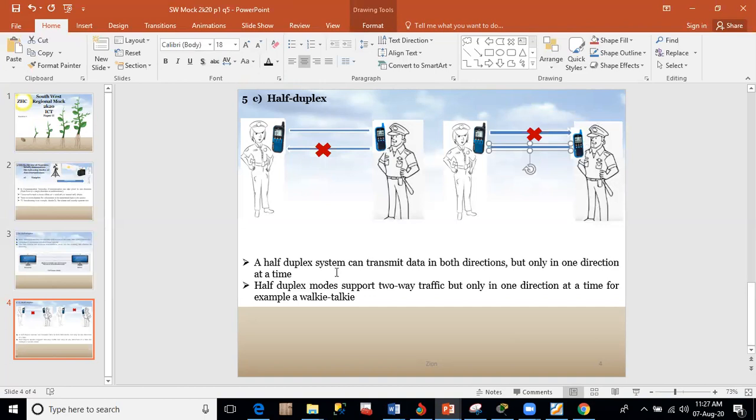A half duplex system can transmit data in both directions, very important, but only in one direction at a time. Half duplex mode supports two-way traffic, but only in one direction at a time. For example, we have the walkie-talkies.